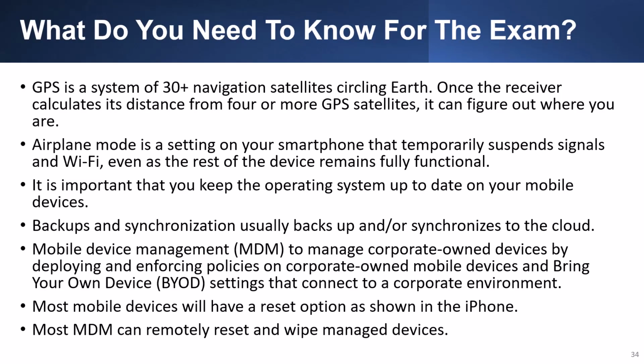In summary, GPS is a system of 30 or more navigation satellites circling Earth. Once the receiver calculates its distance from 4 or more GPS satellites, it can figure out where you are. Airplane mode is a setting on your smartphone that temporarily suspends signals and Wi-Fi even as the rest of the device remains fully functional. It's important that you keep the operating system up to date on your mobile devices.